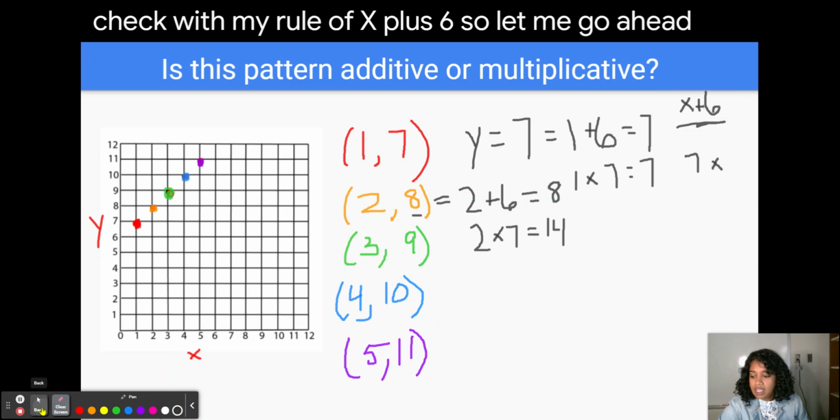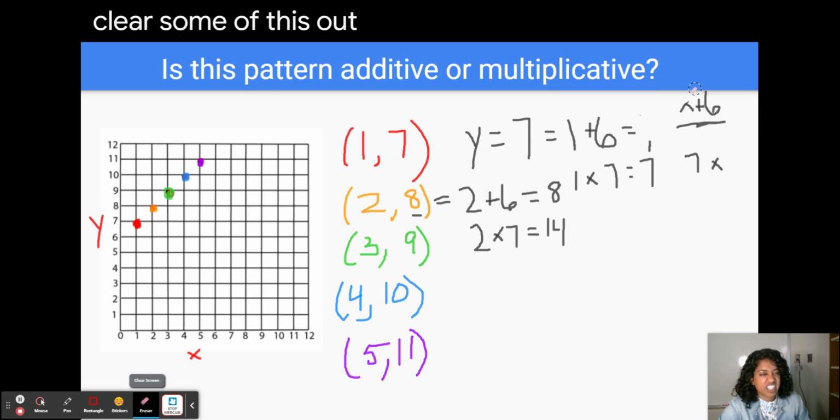So let me go ahead and clear some of this out because I know it's getting kind of messy over here.